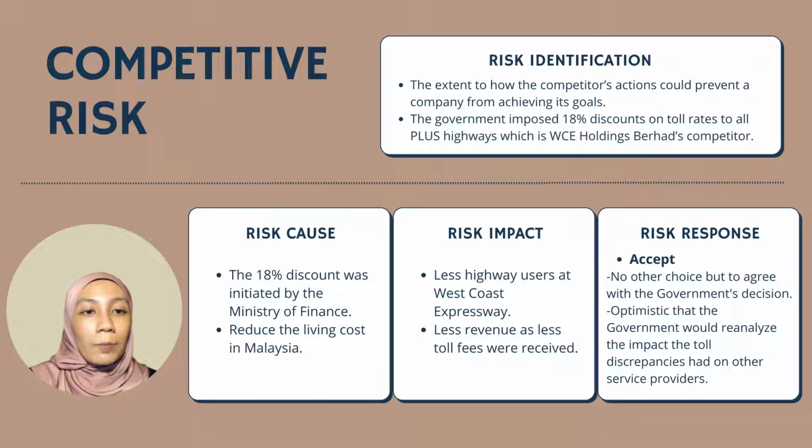As a result, the company recorded fewer highway users at West Coast Expressway, and consequently, they recorded less revenue due to the lower toll fees received at the toll booth. Then this issue was raised by the shareholders in the company's 19th annual general meeting. The management then responded that they had no other choice but to accept the government's decision. However, they remain optimistic that the government would reanalyze the impact the toll discrepancies had on other service providers as well.